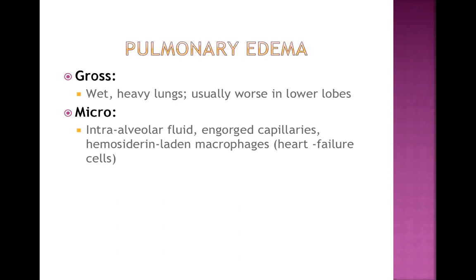Now, these heart failure cells are hemosiderin-laden macrophages. What do you mean by that? Already inside the alveoli, the macrophages are present. These are called alveolar macrophages. Now, those alveolar macrophages will engulf hemosiderin pigment. This hemosiderin is an iron-containing pigment which is derived from the blood. In blood there's a lot of iron, so that hemosiderin will be eaten by the macrophage and we call those types of macrophages heart failure cells.